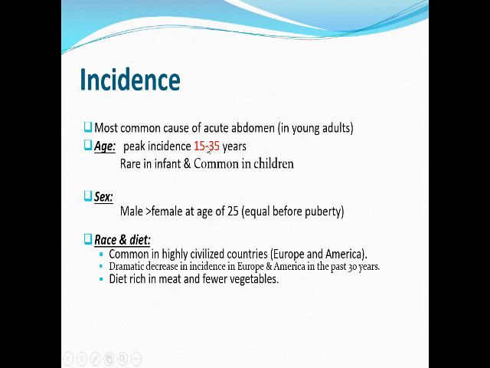The peak incidence is between 15 and 35 years of age. This is the peak incidence. It doesn't mean it is rare in children. It's not rare, it's common in children, but rare in infants. It's rare in infants below 2 years because the lumen is still wide and it's difficult to be obstructed, but common in children, as I told you.